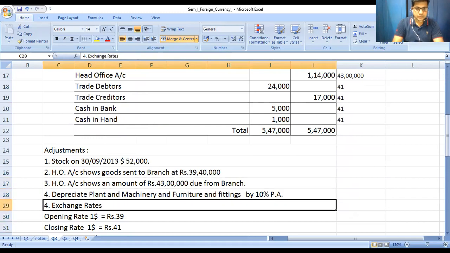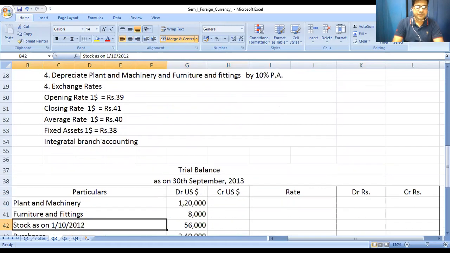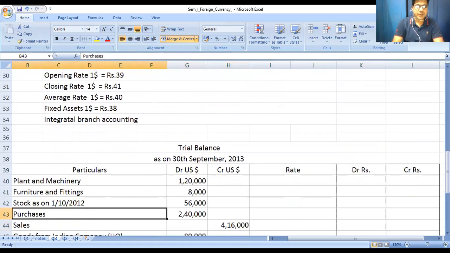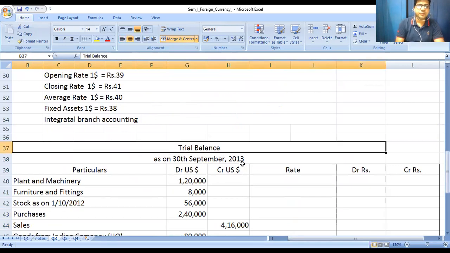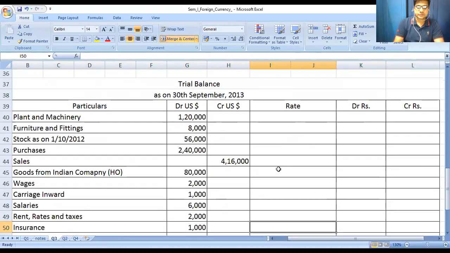Now let us discuss how we will prepare our trial balance. For that purpose, we have to prepare various columns. Trial balance as at 30th September 2013. Particulars, debit US dollar, credit US dollar, then rate, debit rupees, credit rupees. Now one by one we have to consider the items.